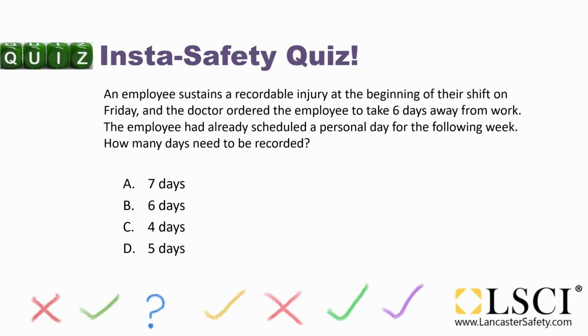Is it A, 7 days, the day of the incident plus 6 days away to recover, B, 6 days, C, 4 days, the 4 days after the Monday of the following week, or D, 5 days, 6 required days minus the 1 Monday vacation day? Now this one's a little tricky, so take your time and put your answer in the chat box below.